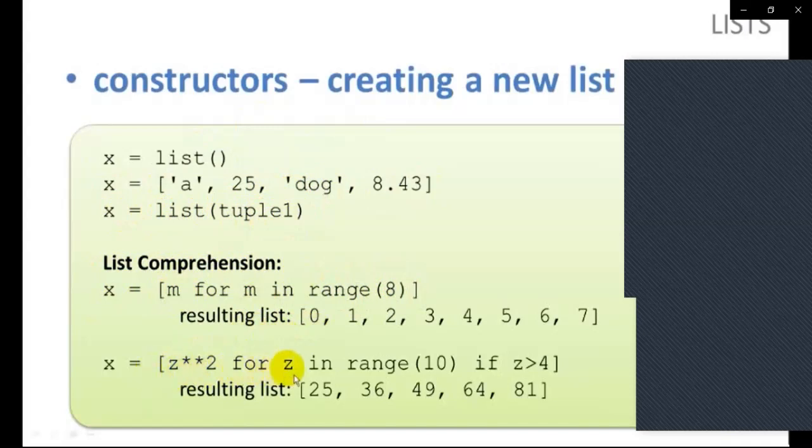Here we have a for loop that says z in range 10 if z is greater than 4. So in other words, items 5 through 9. But we said, hey, look, instead of adding the item itself, z, to our list, we want to add z squared. So it's going to take 5 through 9, square each one of them, and add it to the list. So we get 25, 36, 49, 64, 81. So with list comprehensions, you can have fairly complex functions inside of the square brackets to create and populate a new list with whatever values you want.